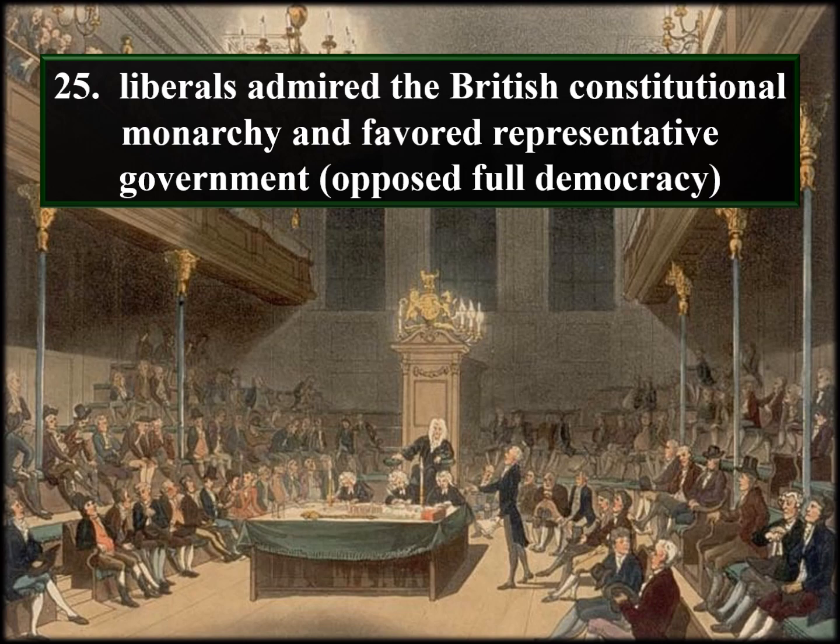Classical liberals admired the British constitutional monarchy that favored representative government, as opposed to full democracy. So they were not ones that supported full democracy like we had here in the United States, but they did favor representative government, in terms of having a legislature that would be elected by the people and representative of the people to balance the power of the monarchy.